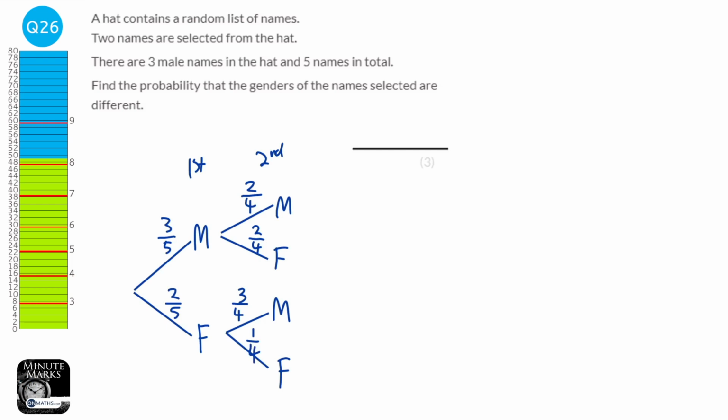Looking at the outcomes, male-male is not what we're interested in. Male-female, we are interested in. Female-male, we are interested in. And female-female, we're not interested in. So we're not interested in these ones.